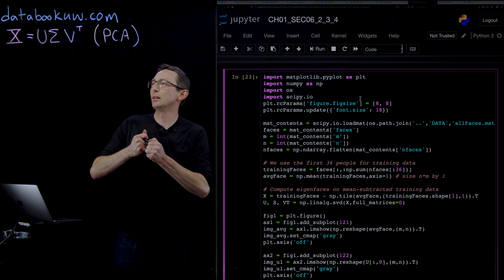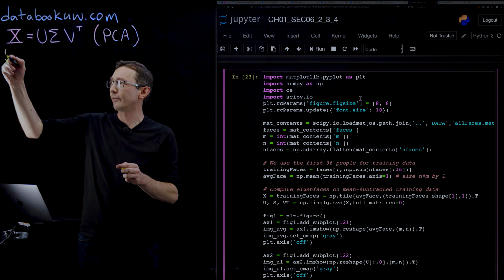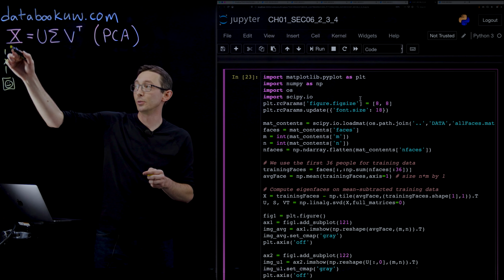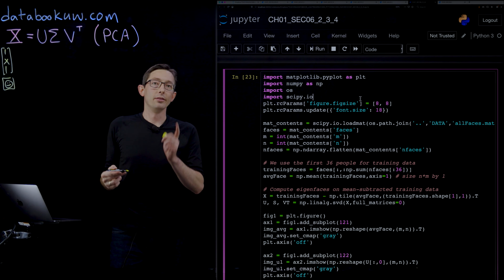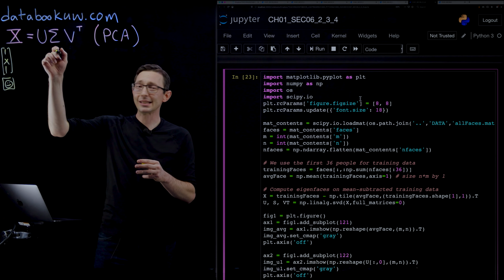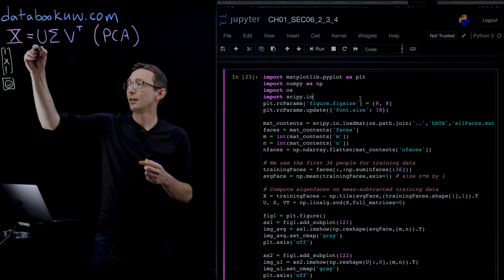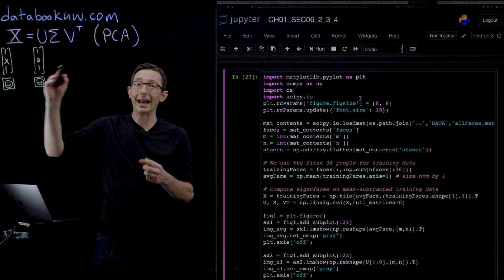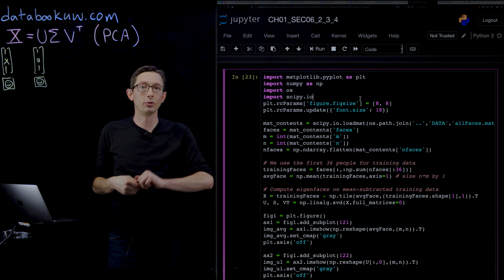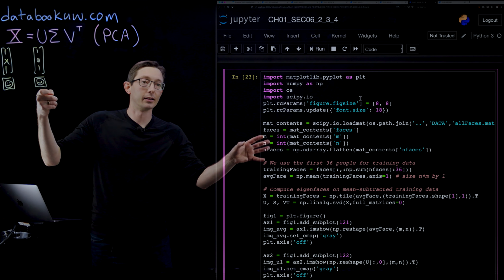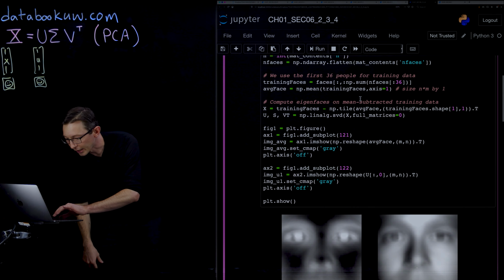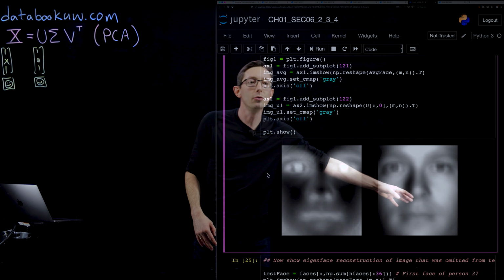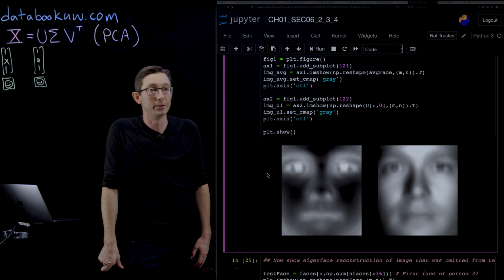And again, I should probably be explicit. If a column vector of X came from an image, so essentially I reshaped an image into a tall, skinny column vector, then the column vectors of U have the same size as a column vector of X. So these column vectors of U can also be reshaped into eigenfaces, into these kind of orthonormal basis faces. And that's what we're going to be plotting and computing here.